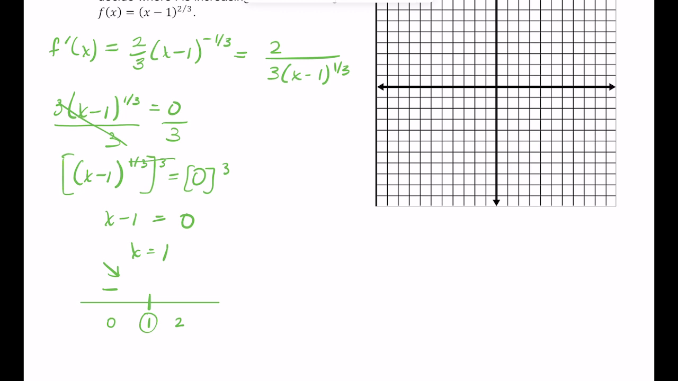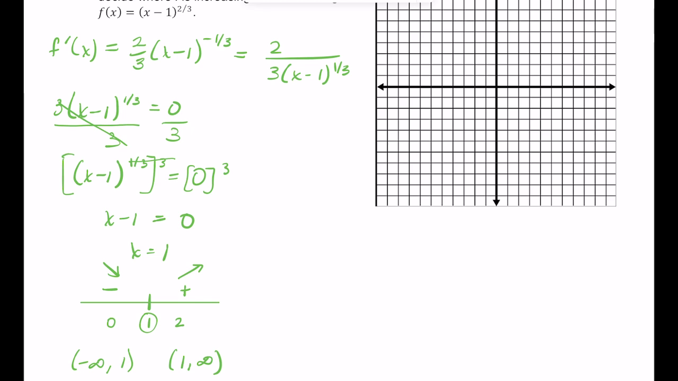When I plug in a 2, 2 minus 1 gives me a positive 1. And if you take the cubed root of a positive, you get a positive. So that tells me that it's a positive times a positive, which is a positive. So that tells me that the function's increasing. So I know it's decreasing from negative infinity to 1, and it's increasing from 1 to infinity.